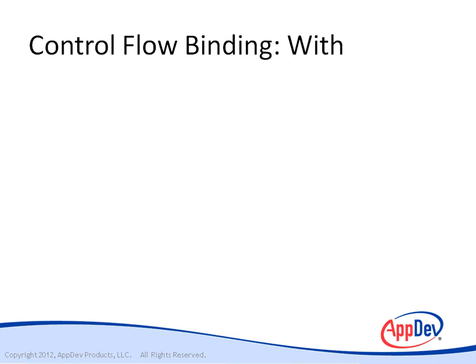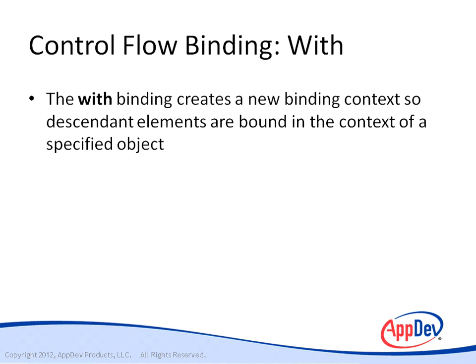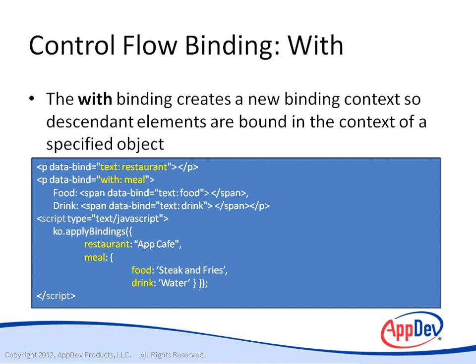This control flow binding we're going to talk about is the with binding. The with binding creates a new binding context, so descendant elements are bound in the context of a specified object. Here's an example. Here we have a paragraph tag that's data bound to the text restaurant. But underneath it, we have another paragraph tag that's data bound with the with binding to the context of meal. Underneath that, we have a data bind of text for food and text for drink. If you look down at the script block, you see how this takes place. You have a restaurant, which is just a string, tied to the text restaurant up top. And then you have meal, which encapsulates food and drink within it.